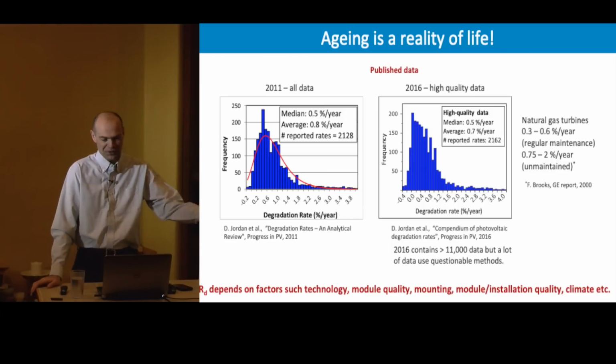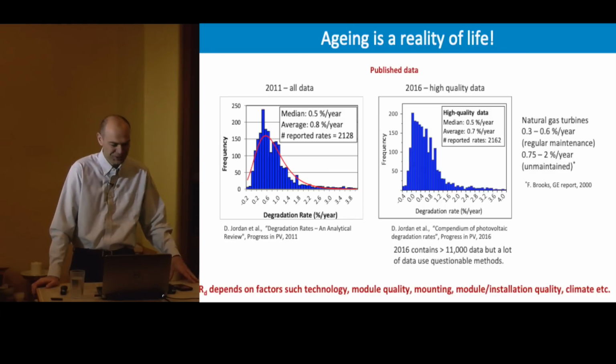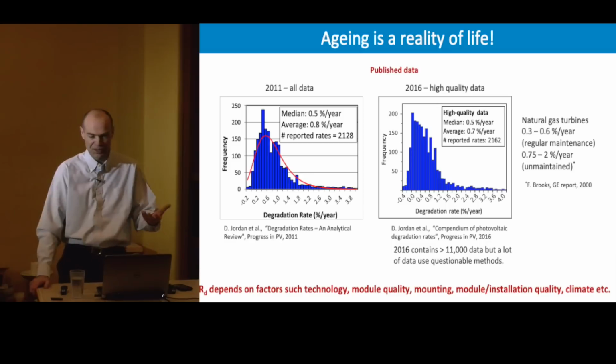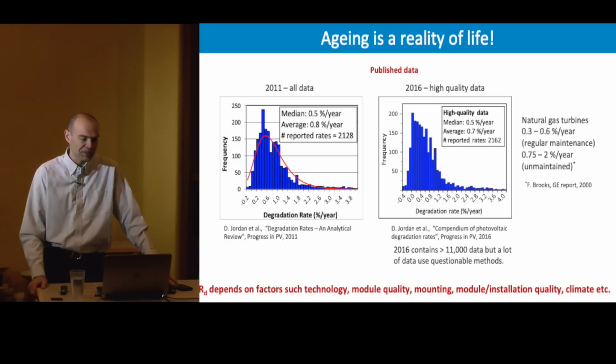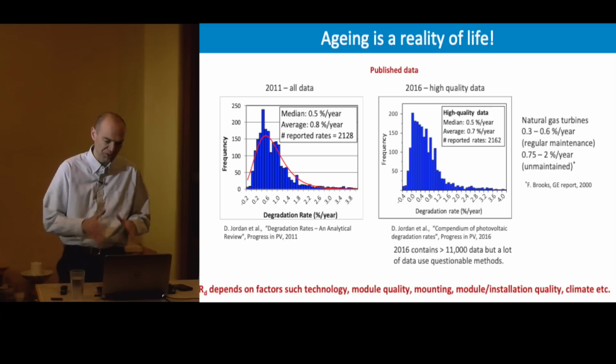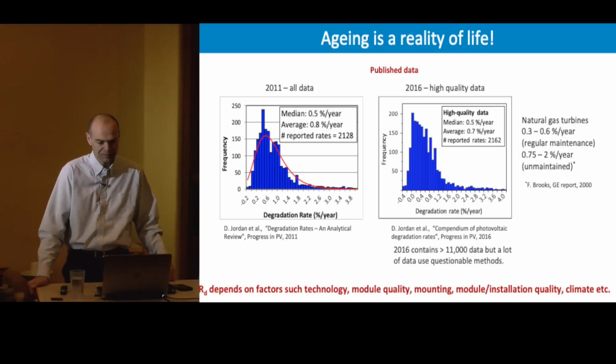So on the left is shown something I published in 2011. I collected all degradation rates that I could find, all the published data, and put it in one histogram. And I found that the median degradation rate was 0.5% and the average 0.8%. So this distribution is a little skewed.